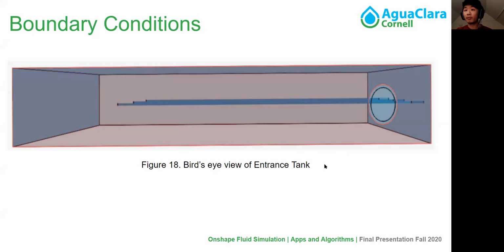And here's a bird's eye view of the entrance tank. Essentially, what differs from before is the fact that we have an open tank. Previously, the way that we were modeling the tank, it was a closed tank where there was a no slip condition at the top of the tank. However, because the entrance tank is open, we want to model the top fluid of the tank to have a slip condition. This way, the fluid is allowed to freely flow at the top of the tank, almost mimicking an open tank.